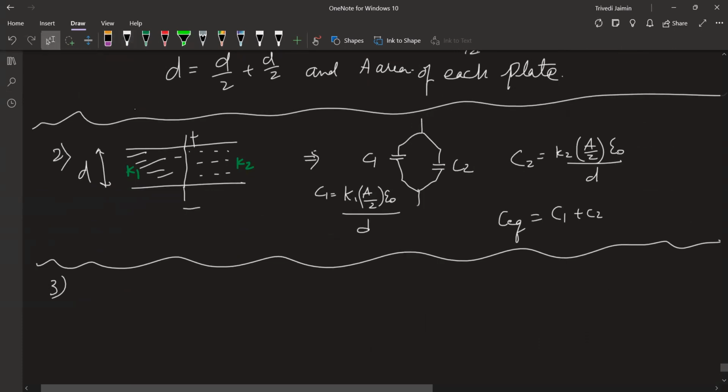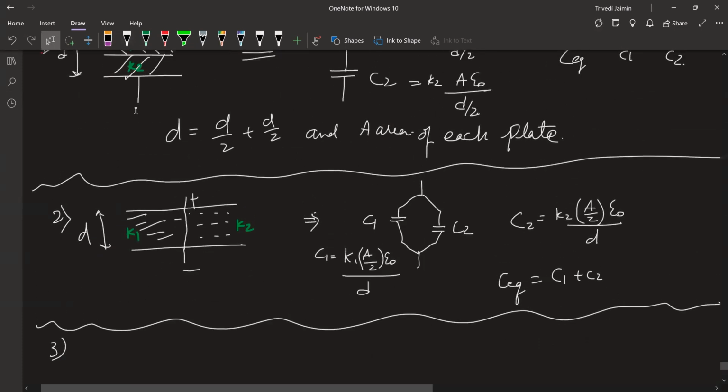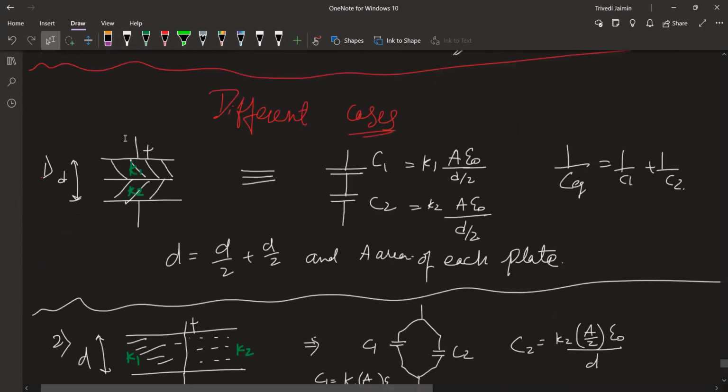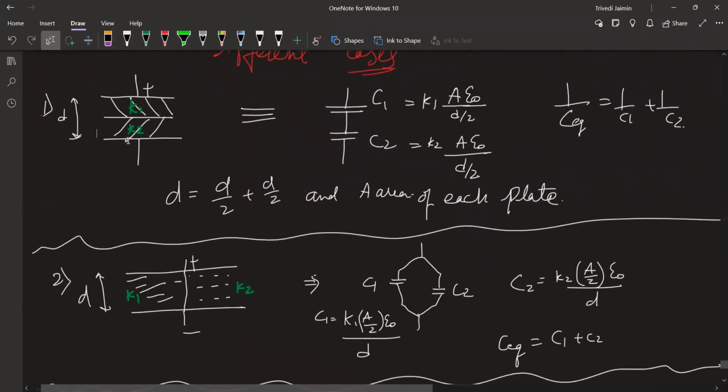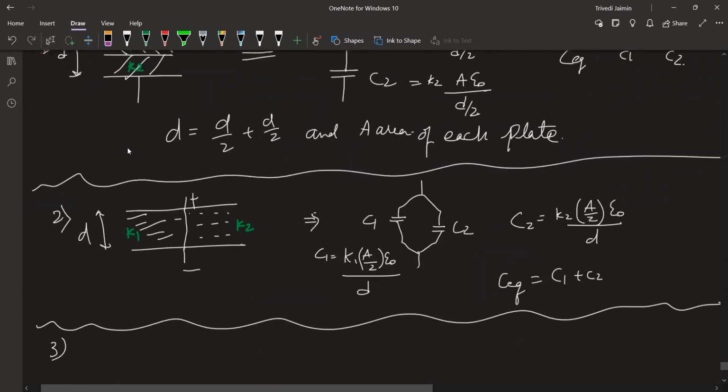Sir, in this case, why did we take the area as half, sir? Because here the area is divided into two. Sorry. In the first case, D was divided. See, there was a capacitor here, first plate, second plate, and D is divided into 1 and 2. In this case, because the dielectric is in between, that will make one capacitor, and the second one, K2, will make one more capacitor. And in this case, they have kept it this way, area wise. This was thickness wise, distance wise.